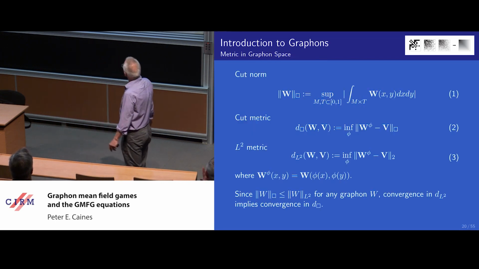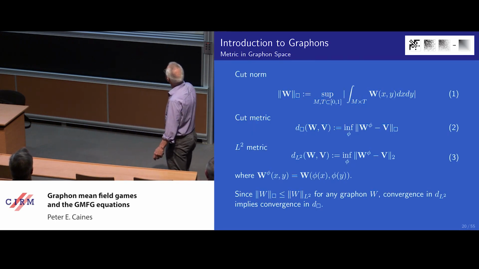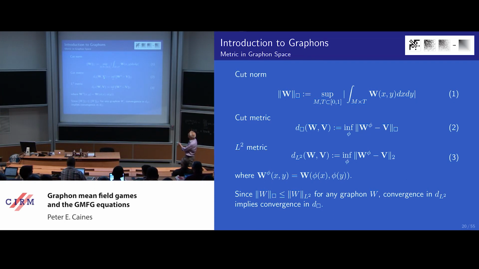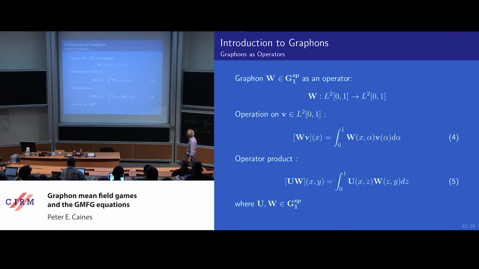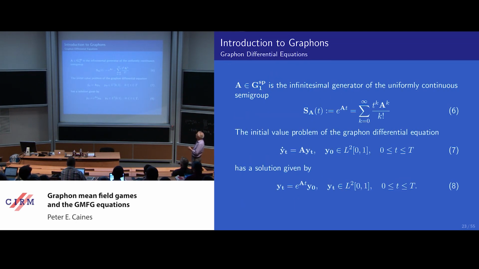So then off we go. We go from the norm to a metric, with the properties which I've just described. And now we have an operator. You see, we have an operator from L2 to L2. We can convolve. We've got an infinitesimal generator. We can now define differential equations where the states are going to be L2 functions on the unit interval.